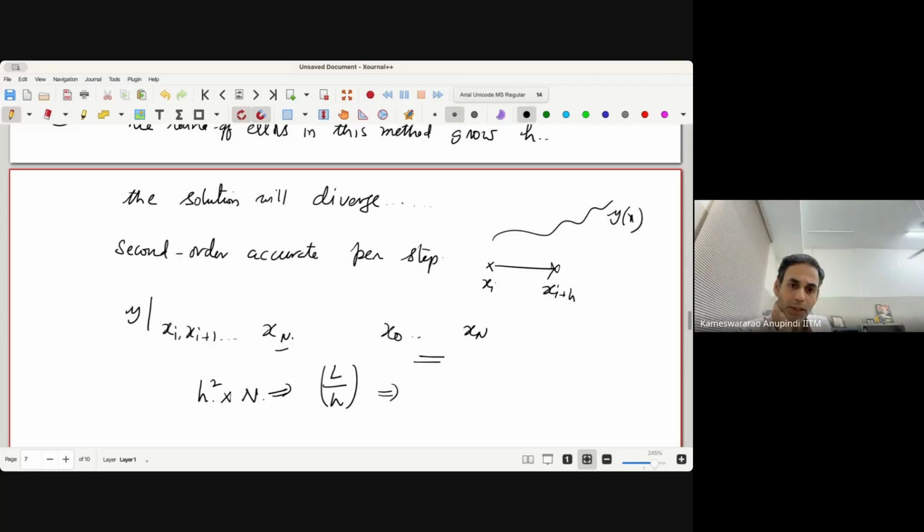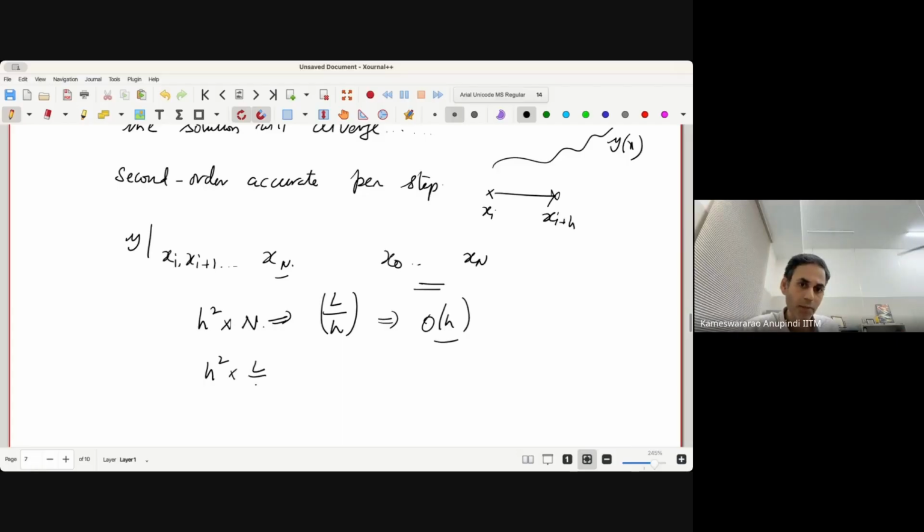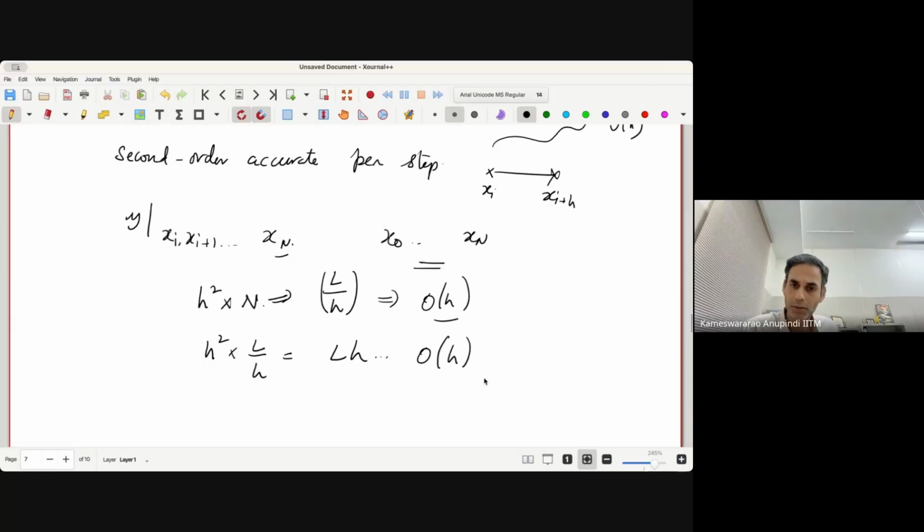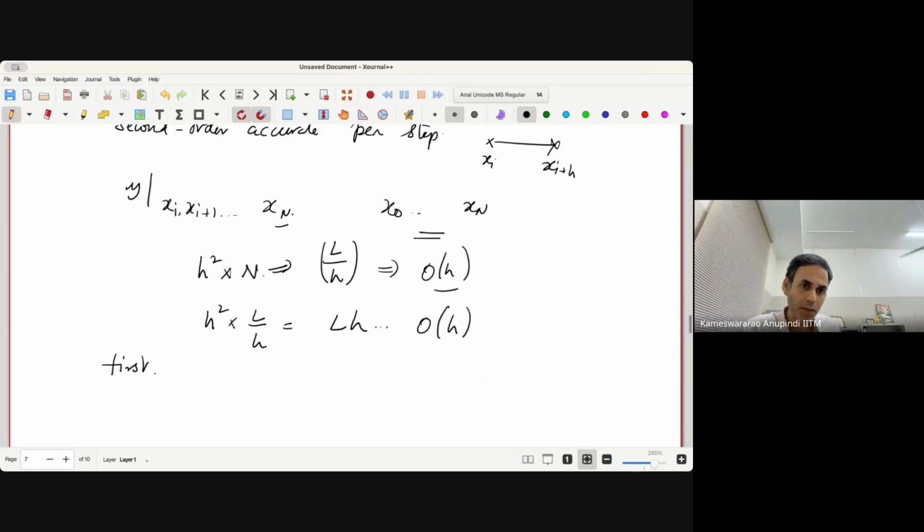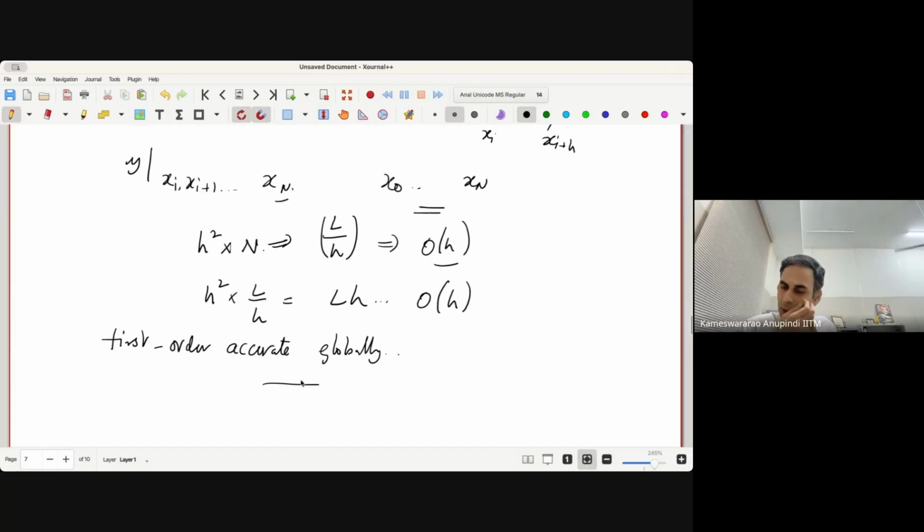That is basically going to make it only order h instead of order h square, right? Because this h gets cancelled with this h square. So you have h square times L by h, which is going to give you L times h. So it's only going to be first order accurate globally. Okay, which is not very attractive because we would like to keep at least second order accurate globally as our truncation error for any of these problems.